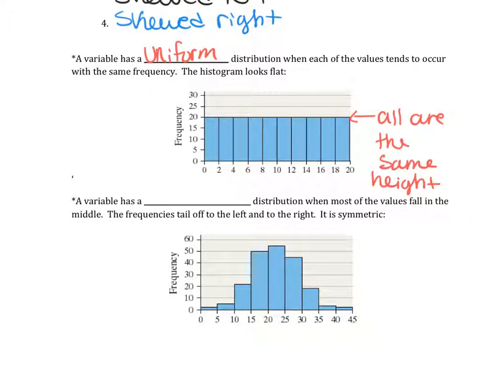A variable has a normal distribution when most of the values fall in the middle, and then the frequencies kind of tail off as you go to the right and the left. So again, if you were to draw a general shape around it, it would look kind of like a bell, hence bell shape.